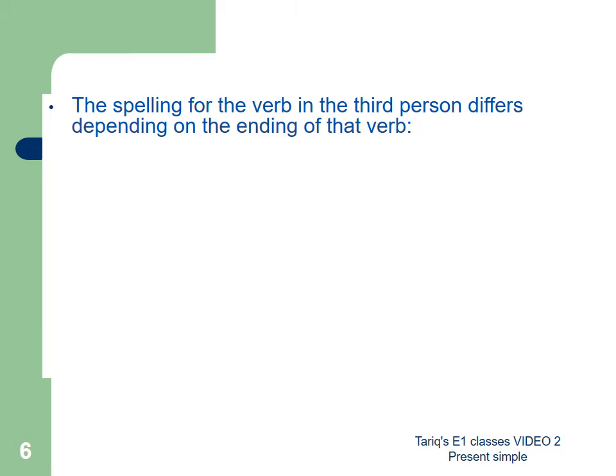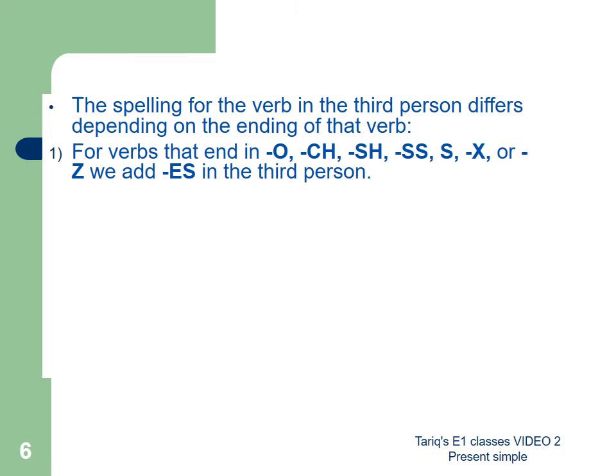The spelling for a verb in the third person differs depending on the ending of that verb. So remember class, we looked at this in the first video. Verbs that end in the letters O, CH, SH, SS, X or Z, we add ES in the third person. So the word go is spelled G-O. The last letter is O, so we must add the letters ES, so it becomes goes.